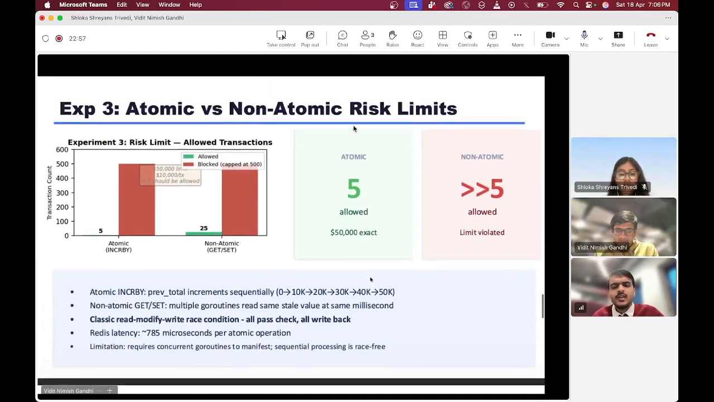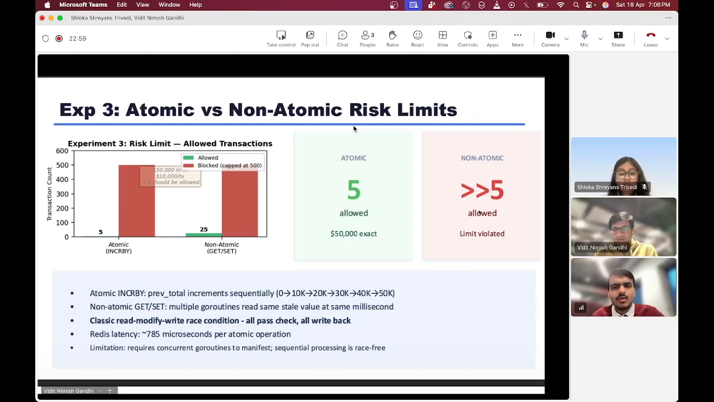In experiment 3, it was atomic versus non-atomic risk limits: what happens when multiple service instances concurrently update the same value in Redis without atomic operations. We set the daily limit to 50,000 and sent concurrent transactions of $10,000 each from 100 Locust users, all for the same user. With atomic mode using Redis increment by float, the result was mathematically precise, where exactly 5 transactions were allowed. In around 16,000 something were blocked.